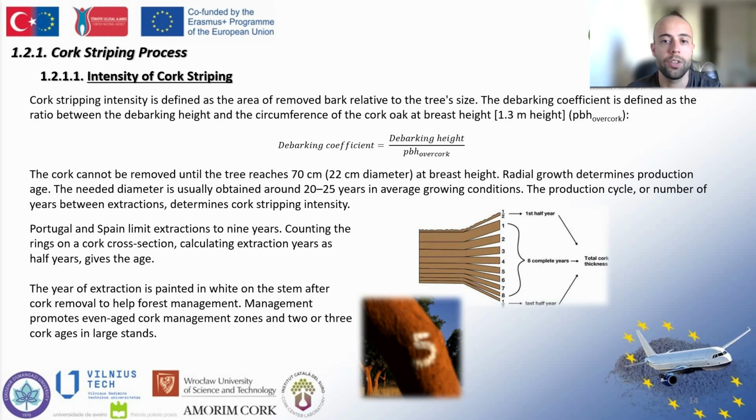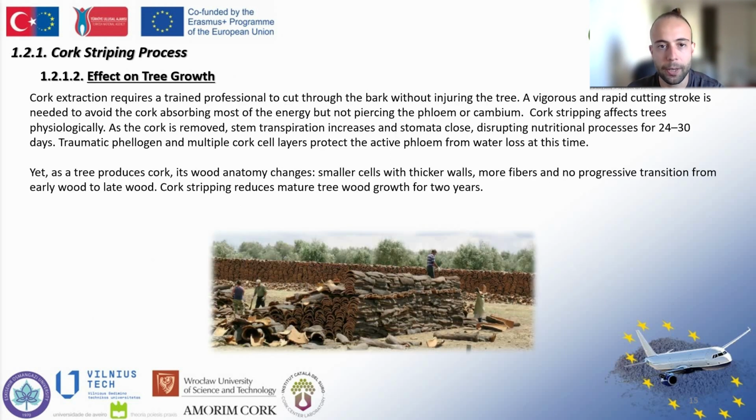The year of extraction is painted in white on the stem after cork removal to help forest management. So, for example, if the cork was extracted in 2005, the number 5 is painted on the stem, as can be seen in the picture. Cork extraction requires skilled professionals who must avoid damaging the tree while removing the bark. Removing cork affects the tree's physiology, increasing stem transpiration and disrupting nutritional processes.